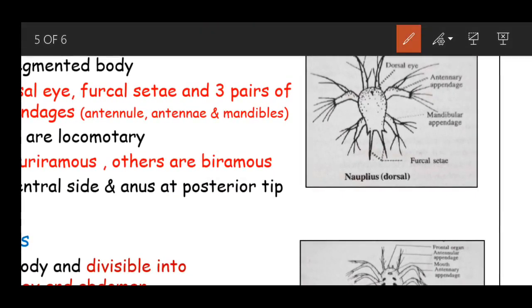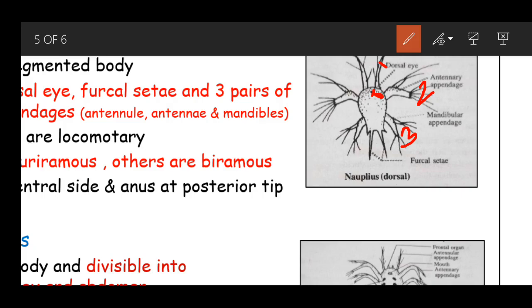The features of this larva, as you see: it has an eye, which is a median eye. This is the region of the eye. A median eye can be seen. And you can see some setae, called the furcal setae, and 3 pairs of appendages. This is one, this is the second appendage, and this is the third appendage. In the posterior region, you can see 2 spikes, which are called the furcal setae. All three appendages are also provided with locomotory setae. Most of these appendages are locomotory in function because of the presence of the setae.